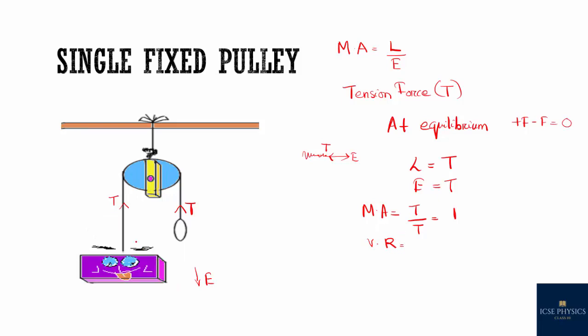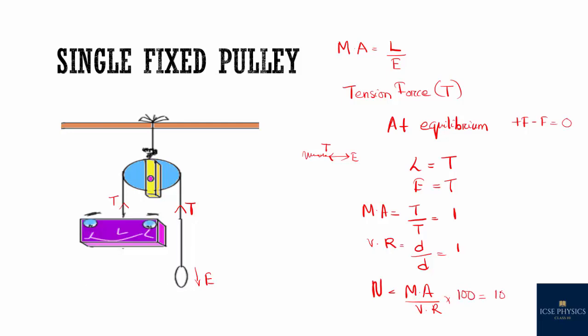Now let's see what is the velocity ratio. Velocity ratio is the ratio of distance covered by effort to distance covered by load. Suppose effort covers a distance of D. The same distance will be covered by the load. So D by D, that also equals 1. Now what will be the efficiency? Efficiency is equal to mechanical advantage by velocity ratio into 100. That is equal to 100%.